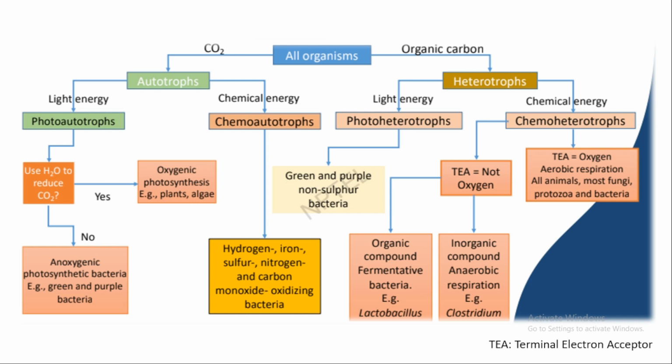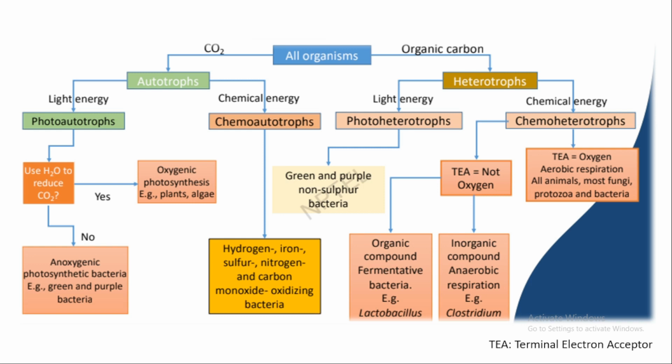Then among the autotrophs and heterotrophs, this division is common: chemo and photo. You should understand what is meant by photo and what is meant by chemo. Other than that, you don't have to memorize all the further classification. You should just understand how this classification has been done. Under photoautotrophs, it is using light as the energy source and CO2 as the main carbon source.